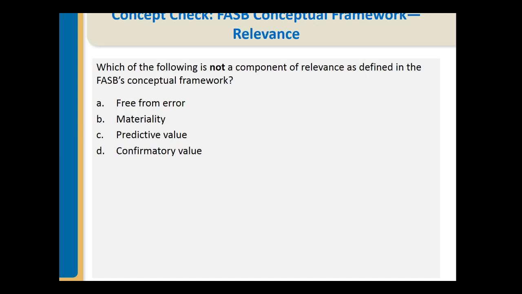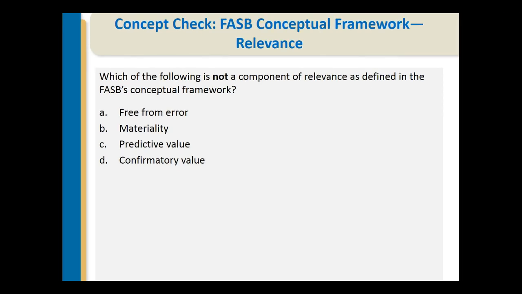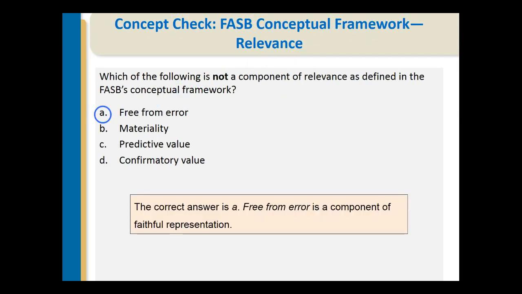Which of the following is not a component of relevance as defined in the FASB's conceptual framework? Would it be A, free from error, B, materiality, C, predictive value, D, confirmatory value? So hopefully you got that one. The correct answer is A. Free from error is only a component of faithful representation.